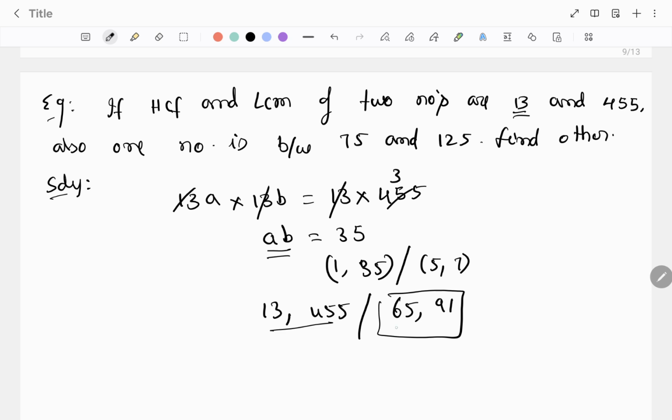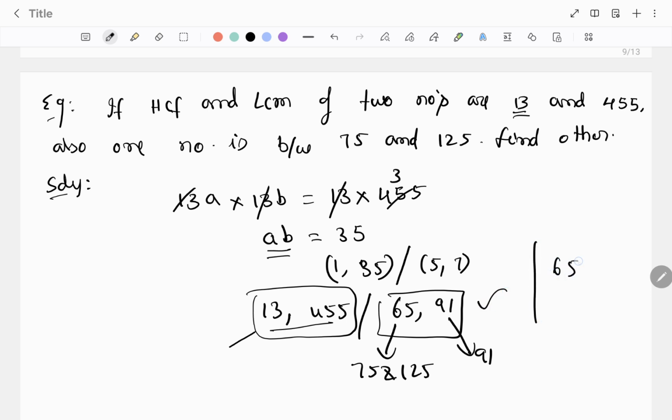One number is between 75 and 125, and the other number is 91. The other pair, 65 and 91, is also possible, but they are asking that one number should be between 75 and 125. So 91 is between 75 and 125 and the other number is 65. Hope you understood this.